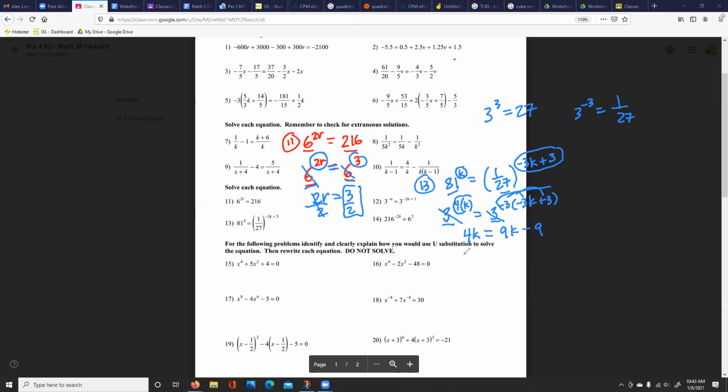Now I could just solve it. Subtract 4k over here, subtract 4k. Let me bring the 9 to the other side. And I get 9 equals 5k. Divide by 5, divide by 5, k equals 9/5. Voila. Okay, so that is how you solve this.